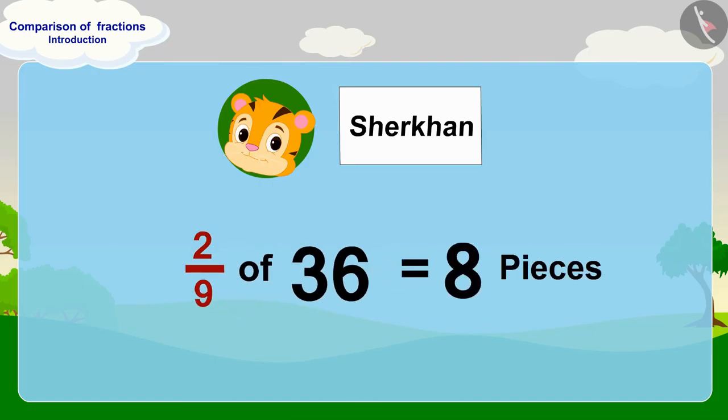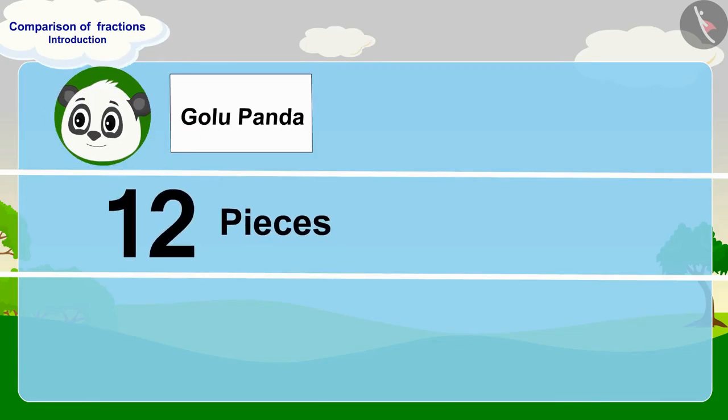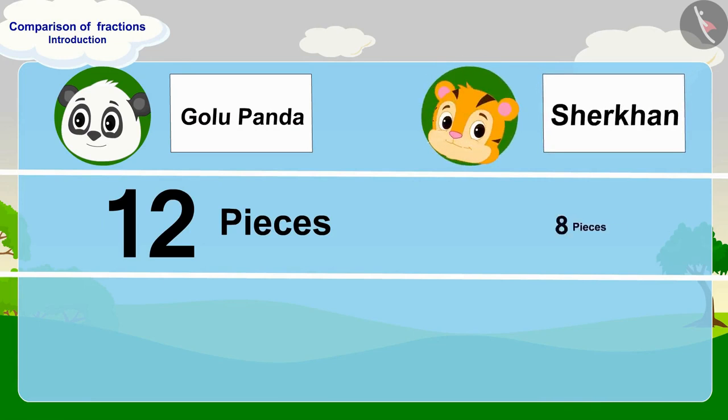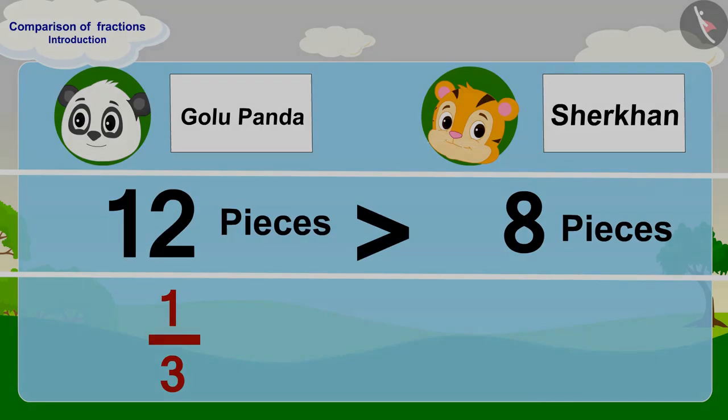Sher Khan has written his name on a total of 8 pieces of paper. Golu has written his name on 12 pieces and Sher Khan has written his name on 8 pieces of paper. Therefore, Golu has written his name on more pieces of paper than Sher Khan. We can also look at it in this way, that the fraction 1/3 is bigger than 2/9.